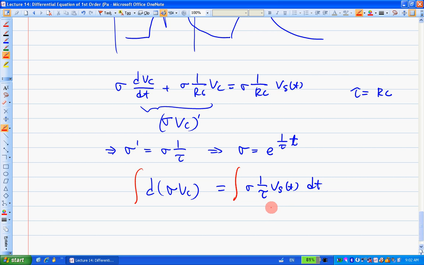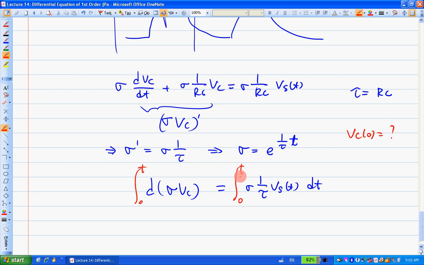So the other way of solving an initial value problem is right here, when you do this integral. Instead of just doing the integral, you integrate from 0 to t. The reason for integrating from 0 is that, let's say the question gives you an initial condition at time equal to 0. So let's say you know Vc of 0 equals something.